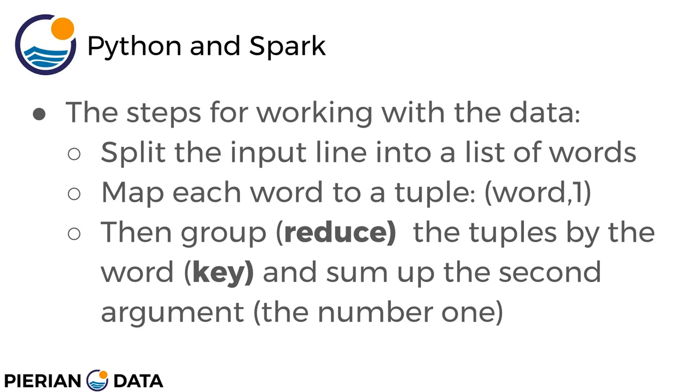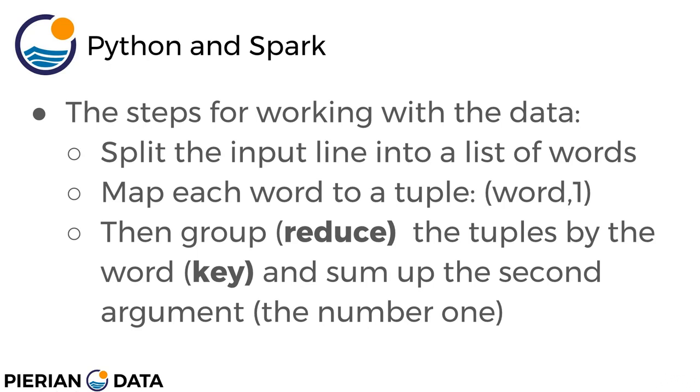Then we're going to group or reduce the tuples by the word, which is the key. And this is just a way of saying a reduce by key. Then we're going to sum up the second argument, which is always the number 1. And that allows us to essentially reduce all those tuples, which is going to be the words, comma 1, and actually get a word count.